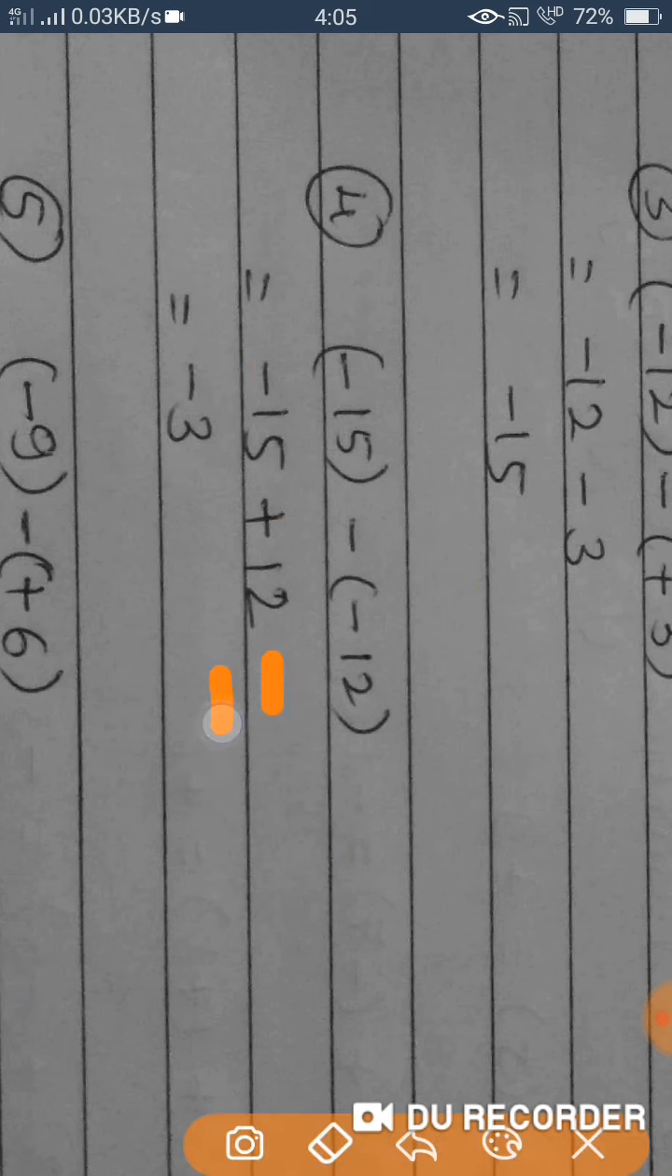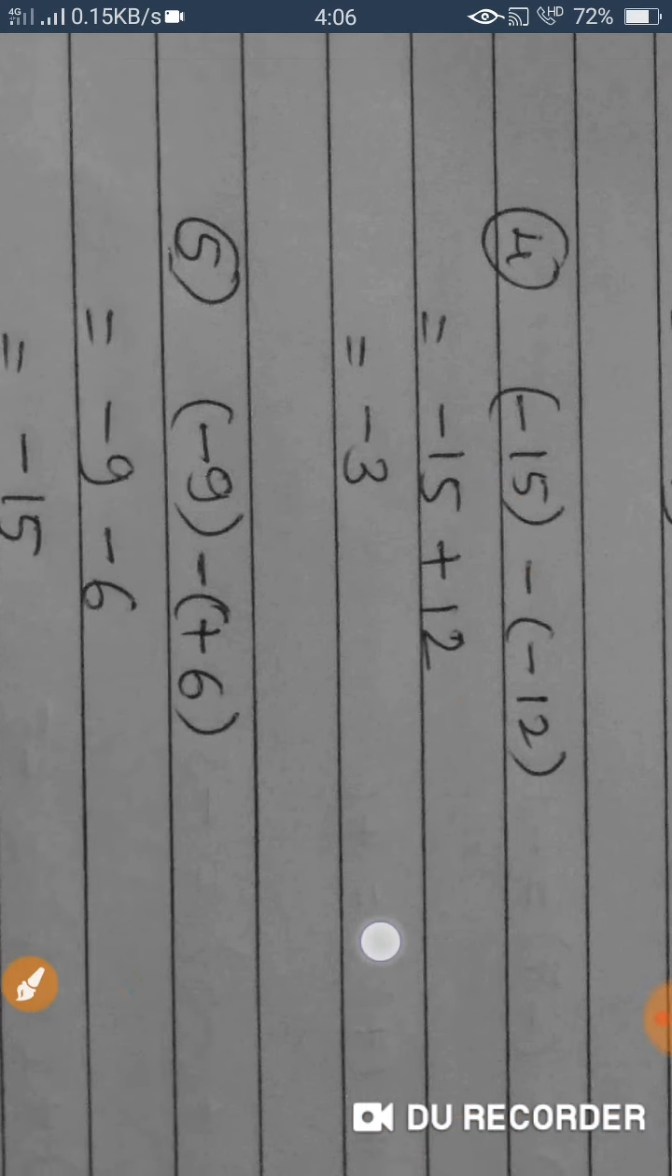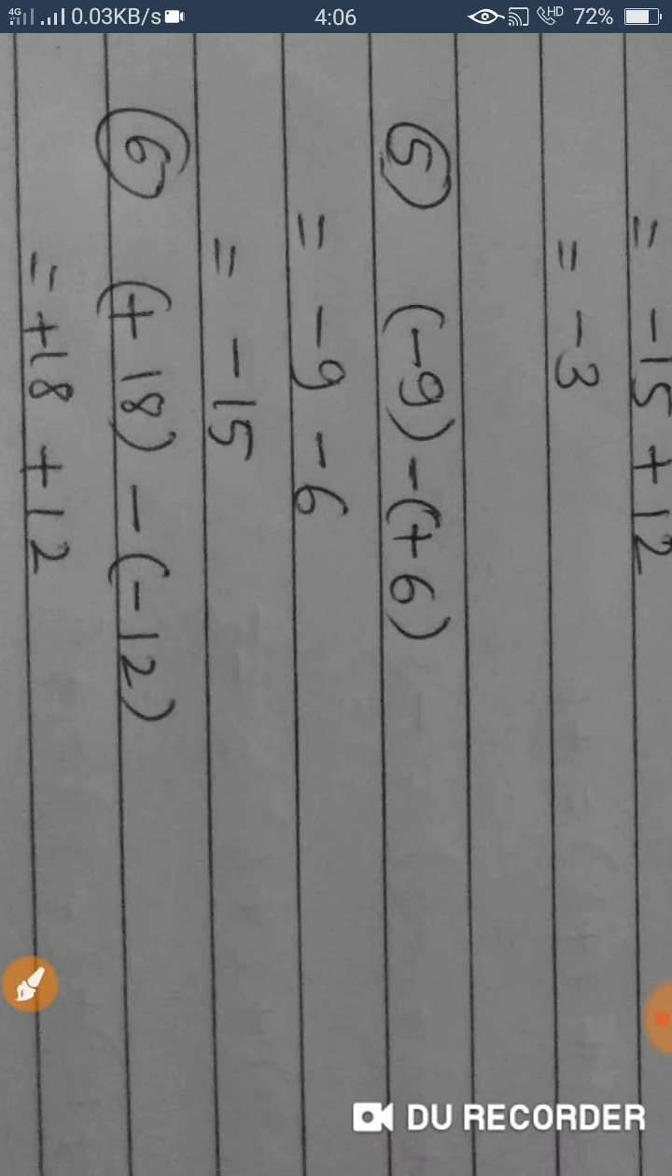Then it becomes, one is positive, one is negative. Take the differences. The difference is 3. 15 minus 12 is 3. 15 is a bigger numeral compared to 12. That sign is minus, so keep the minus sign there. So clear? I have taken more examples for subtraction to help students understand.